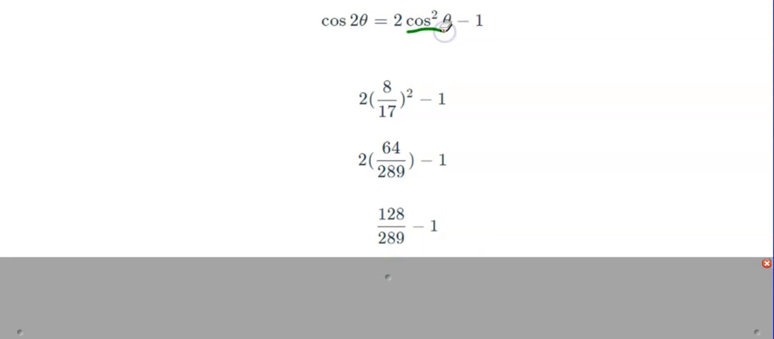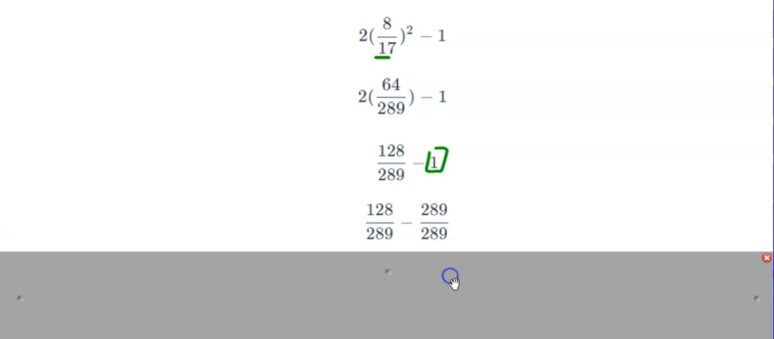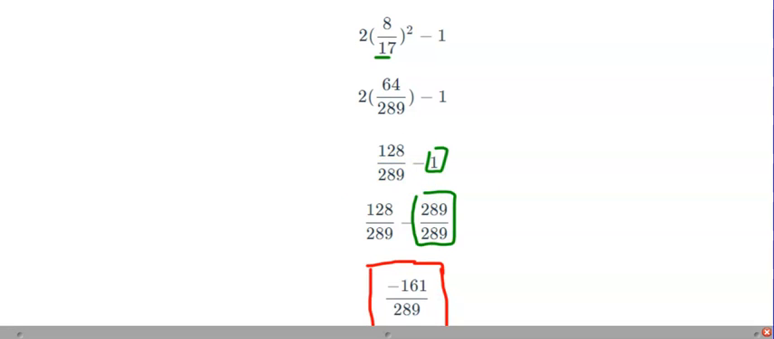So just to reiterate, cosine function is being replaced by the fraction given. We go through the steps in the order of operations. We convert the 1 into its fraction form of 289 over 289, because what that does, it allows us to subtract it from 128 over 289. And here's another fraction with a negative value of negative 161 over 289. And that is our answer to this problem. So all in all, not too bad.